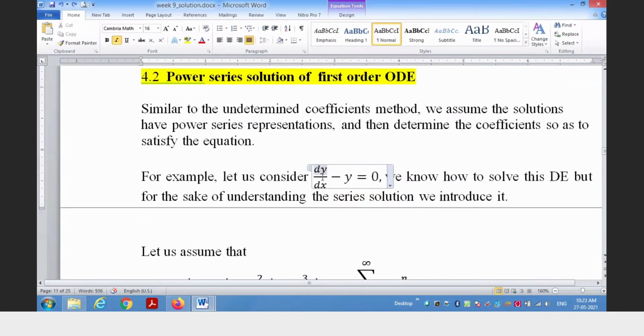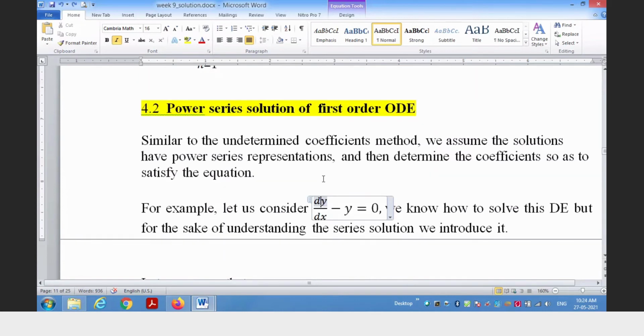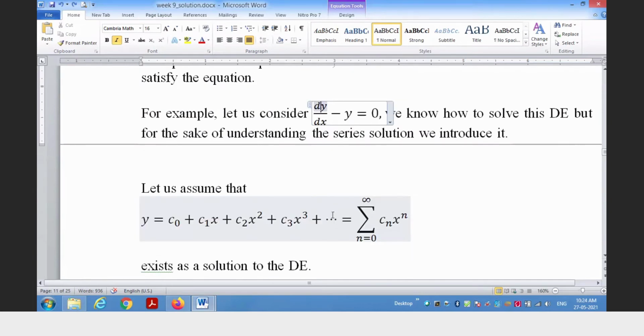And then we know that this is separable. So this is a first order ODE of separable type. You know how to solve this in chapter 2. But you want to represent the solution differently. If I'm not mistaken, the answer for this is y equal to C e to the power of x. That is the solution for this.